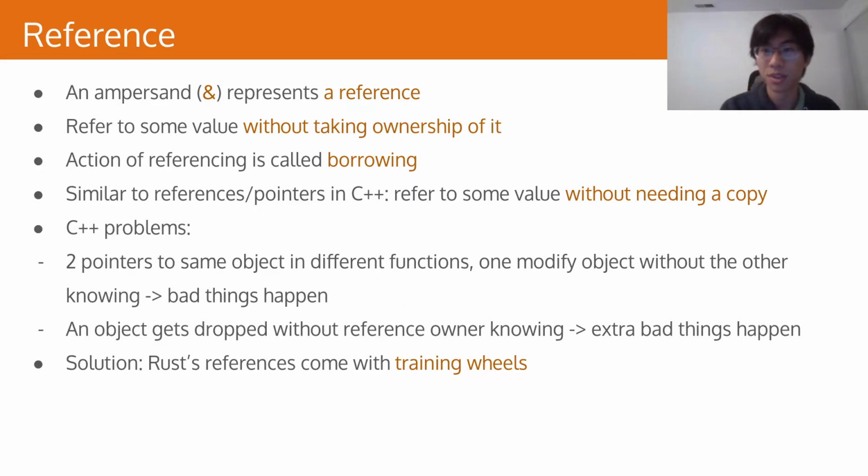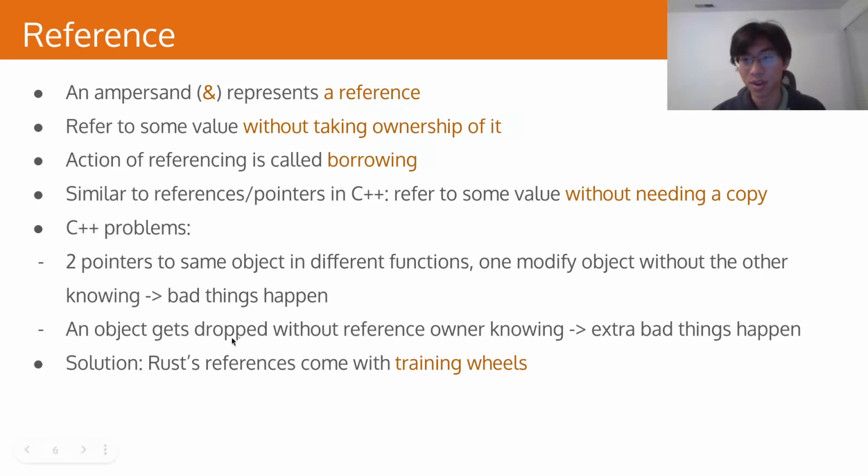To more formally explain it, remember that the ampersand represents the reference, and this lets us refer to a value without taking ownership of it. This is also called borrowing. It's similar to references and pointers in C++, in that you can refer to a value without needing to get a copy. However, some problems with C++ pointers and references is that suppose we have two pointers to the same object in different functions, and then one might modify the object without the other knowing, and this might cause some bad things, like some conflicts, right?